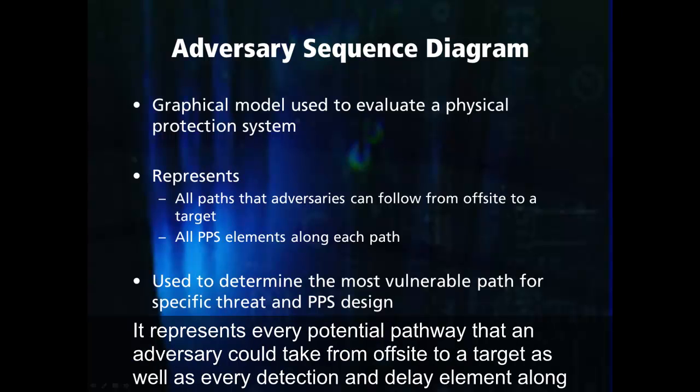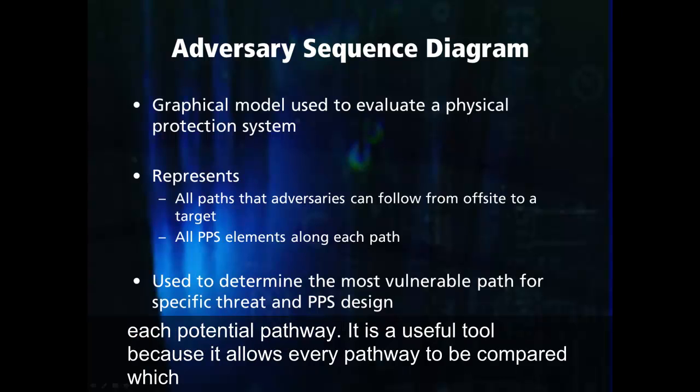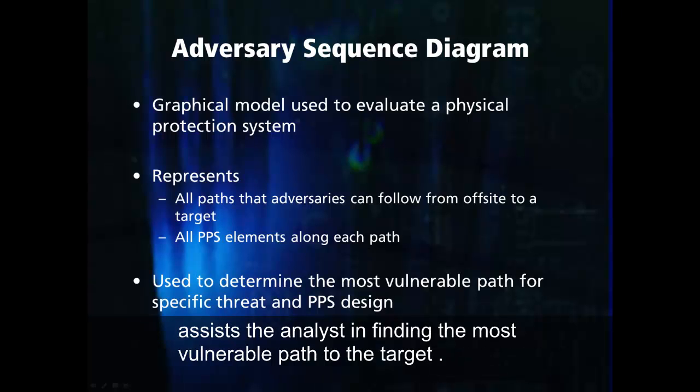An adversary sequence diagram is a graphical model used to evaluate a physical protection system. It represents every potential pathway that an adversary could take from off-site to a target, as well as every detection and delay element along each potential pathway. It is a useful tool because it allows every pathway to be compared, which assists the analyst in finding the most vulnerable path to the target.